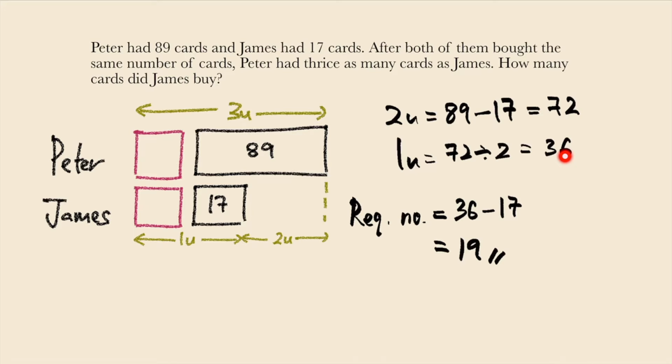How many cards did James buy? That would be this quantity here. So we know 1 unit, we subtract 17, that would get us the quantity of 19.